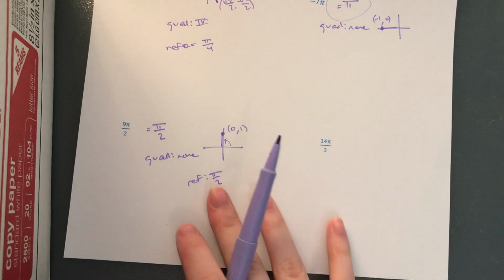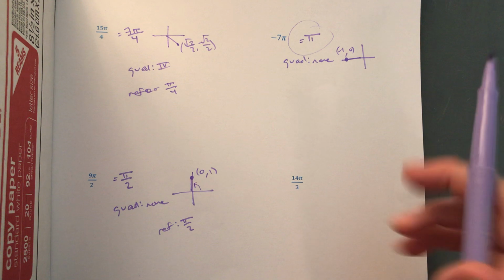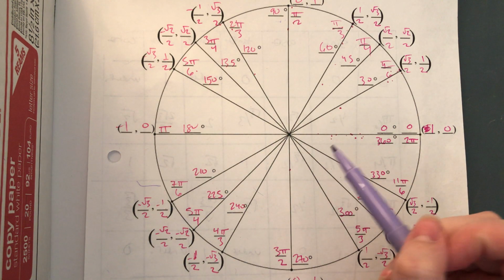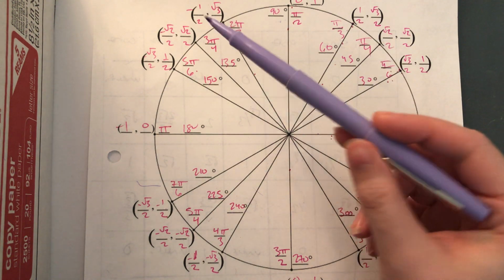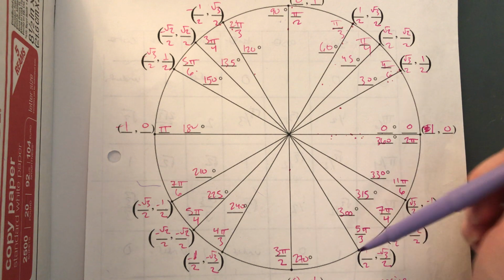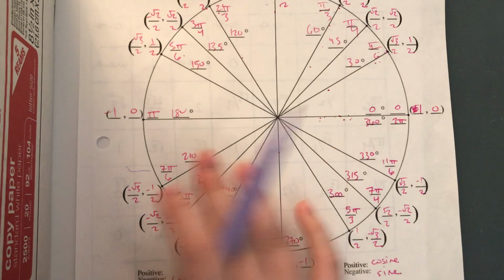And then our last one we'll talk about is 14 pi over 3. So again, once around the circle is 6 pi over 3. So we're going to be counting for a while. So 1 pi over 3, 2 pi over 3, 3 pi over 3, 4 pi over 3, 5 pi over 3, 6 pi over 3. And it's positive, so we're going to be going positive. I'm going to end up at 14. All right.